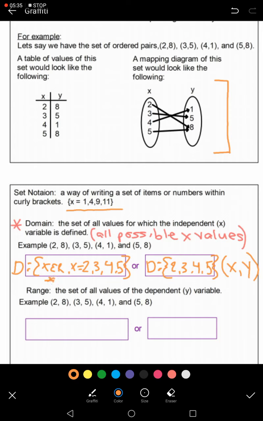And like I said, that's just a notation that you'll need to be familiar with, and you will learn a bit more as we go here. So the second big topic for this note is called range. Range is the set of all values of the dependent y variable. Just to simplify that for you again, all that means is all possible y values.